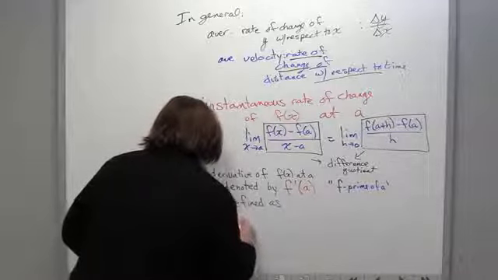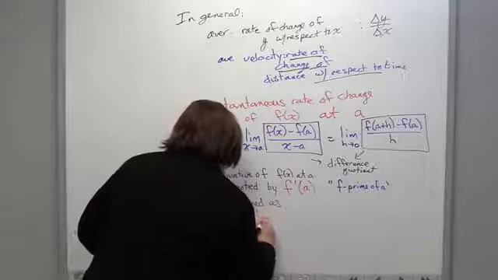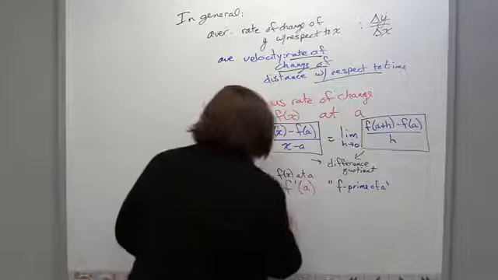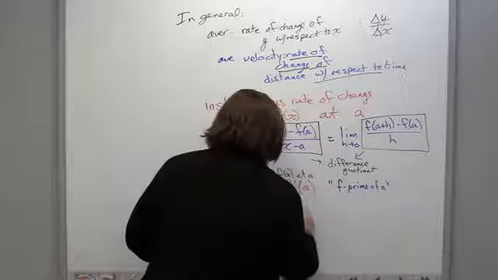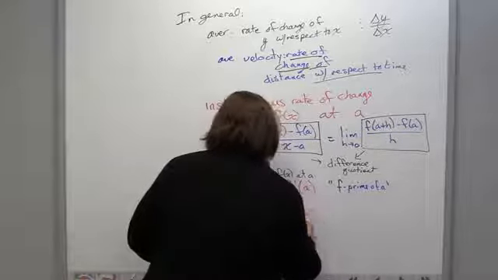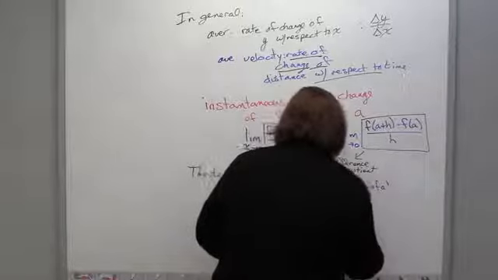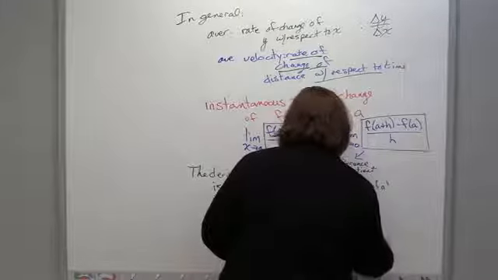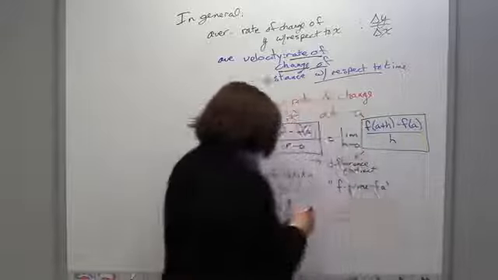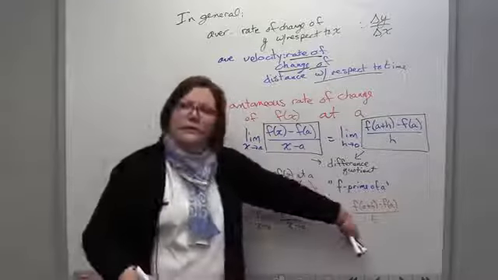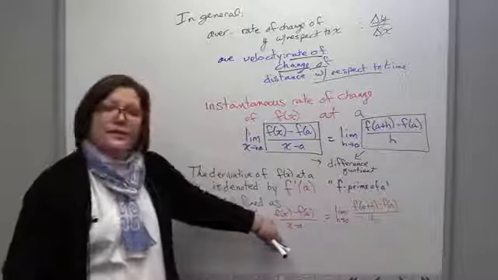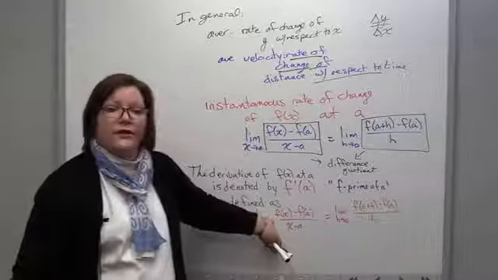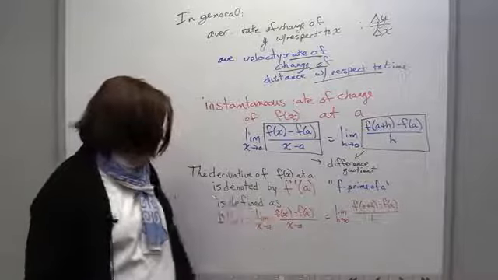f prime of a is the limit as x gets closer and closer to a of f of x minus f of a all over x minus a. Or, equivalently, the limit as h goes to 0 of f of a plus h minus f of a all over h. You might see this in the book a little more often, but I actually prefer this because we're a little bit more familiar with this in other contexts, which we'll talk about a little bit later.